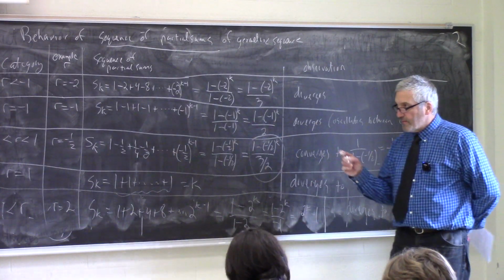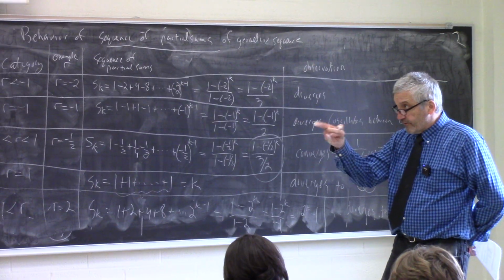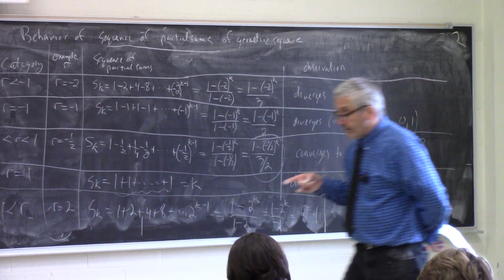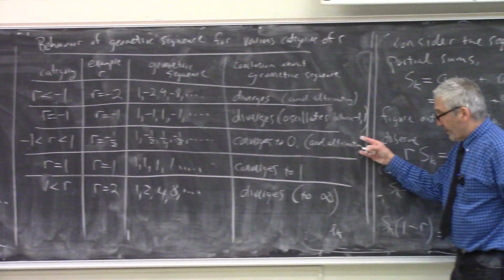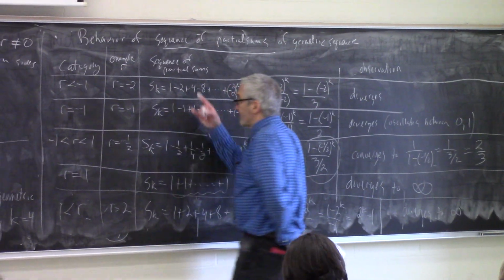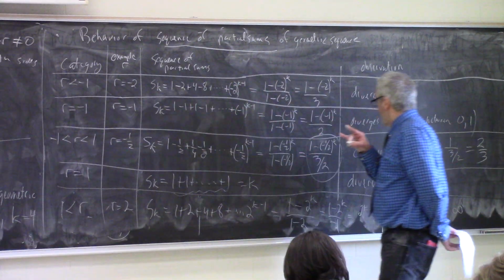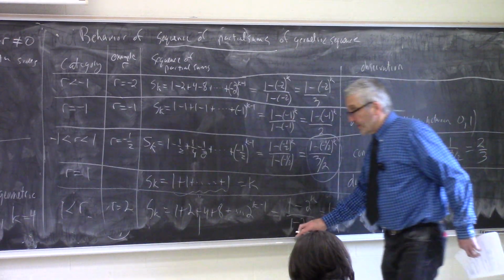Okay, so we have the geometric sequence over there, which converges in just two categories. Converges when r is between -1 and 1, and also converges when r is equal to 1. But then we have the associated sequence of partial sums, and it always diverges, except in the one case when r is between -1 and 1.